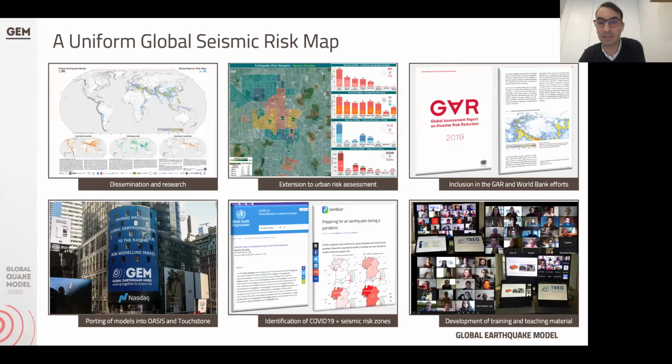Parts of these models have also been extended to urban risk assessment, for example, in some cities in Colombia, and now also as part of another project for Ecuador, the Dominican Republic, and again Colombia. Some images that you see here are for Vancouver in Canada. So basically the model provides some ingredients; to apply them at the urban scale, we have to do more work. These results have been included in the Global Assessment Report from the United Nations. Also, some of these models are being ported into Oasis and Touchstone, in particular for countries where some models do not exist for insurance pricing. So obviously less developed countries.